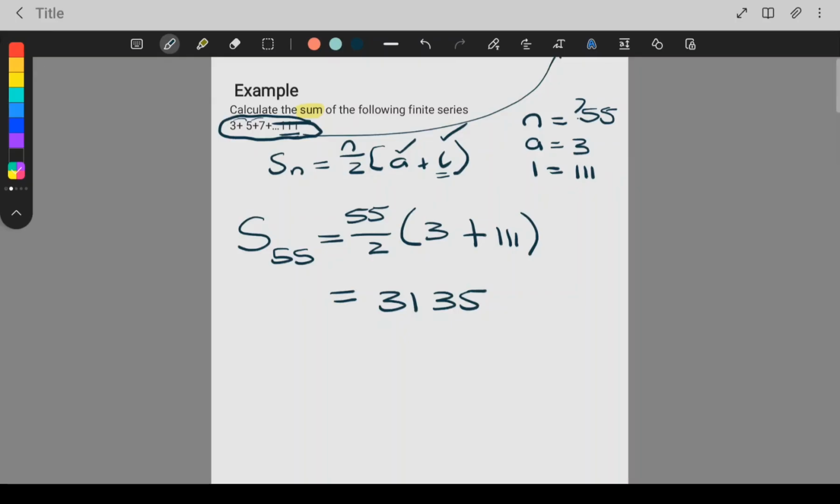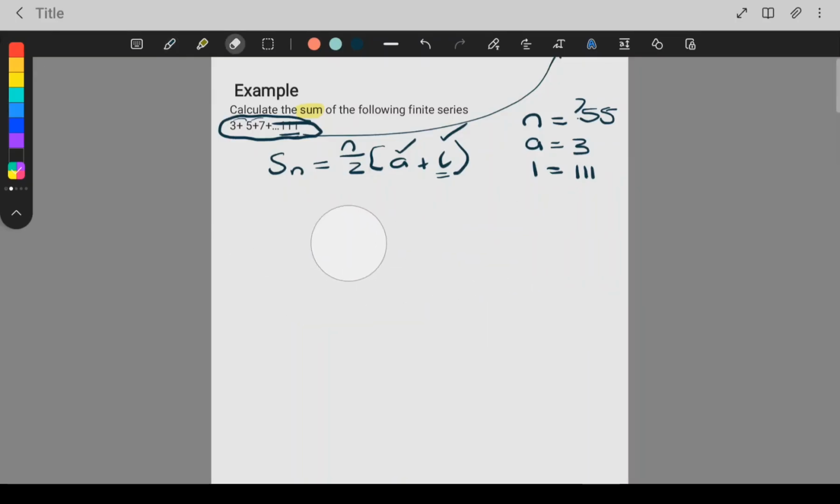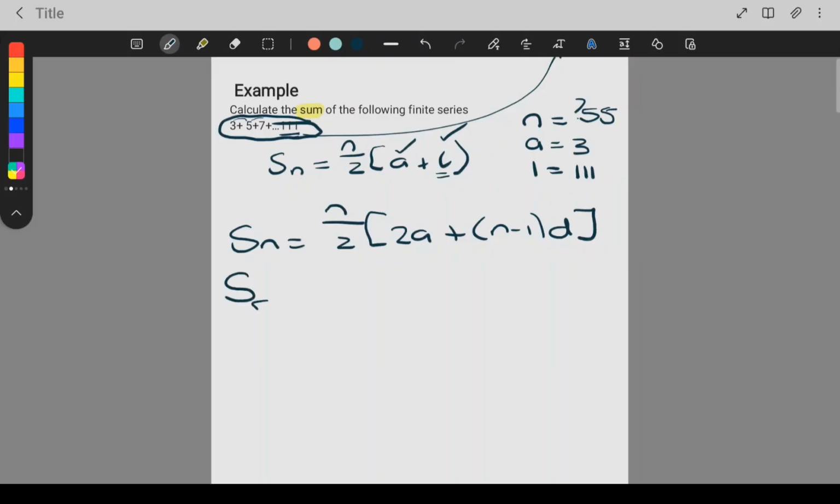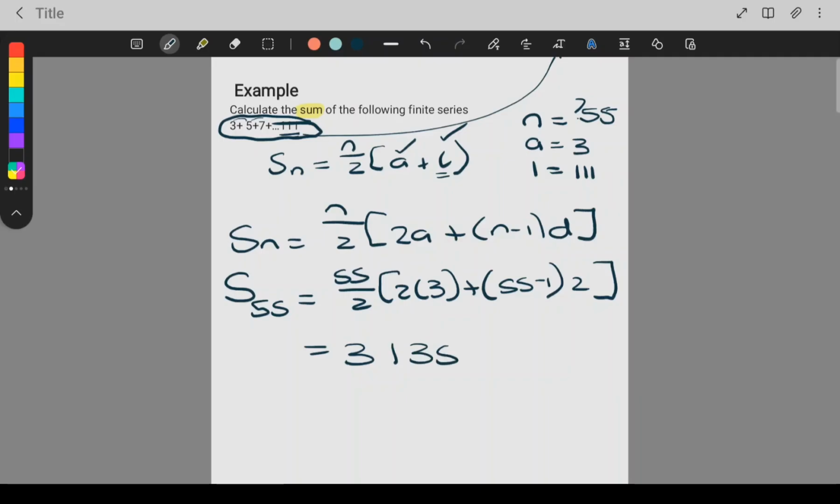Now, let's say you didn't want to use this formula, and you wanted to use the first formula. Let's do the first formula. This is the first one. So I want the sum of the first 55 terms. So n is 55. 2 times a, which is 3, n is 55, and the constant difference is 2. So you put that all in your calculator all at once, and you get the same answer, 3,135. So you can choose which one you want to use. So that's how you will approach a question like that.